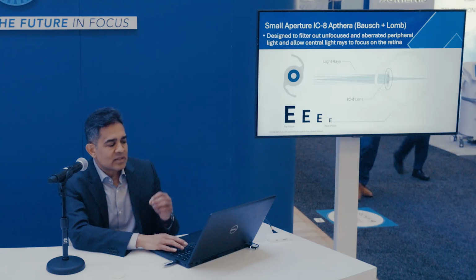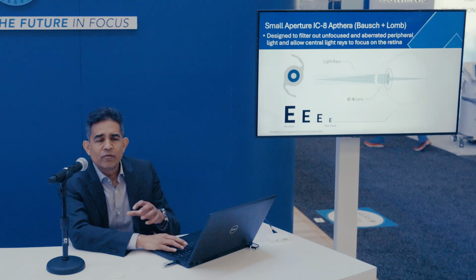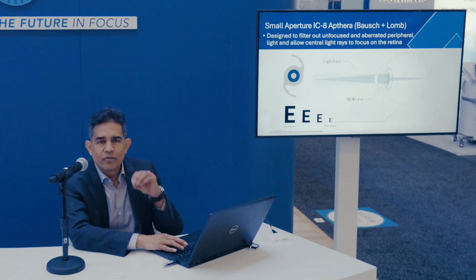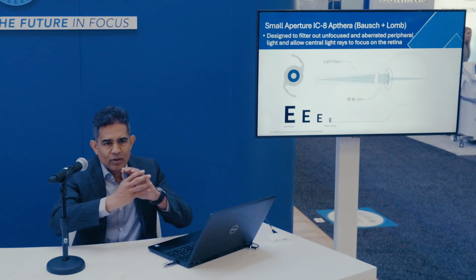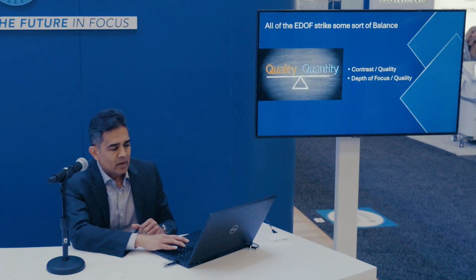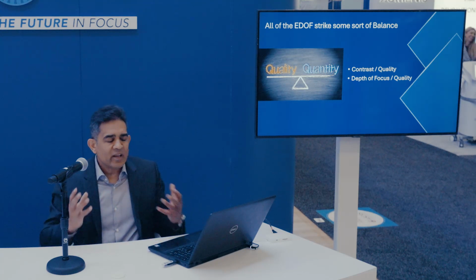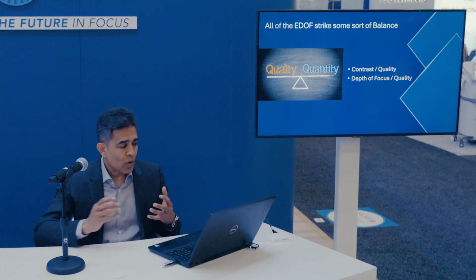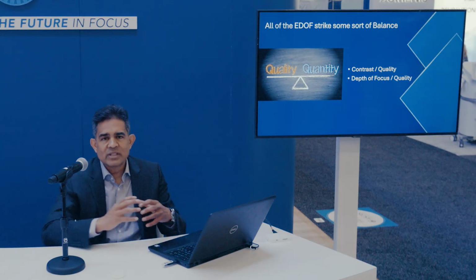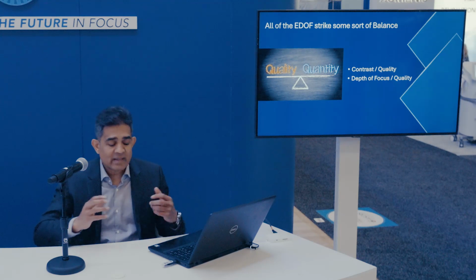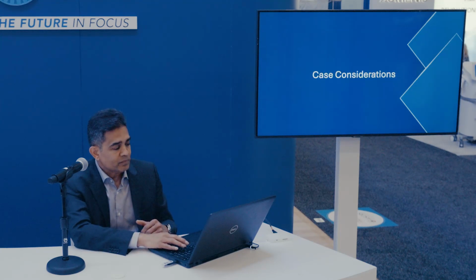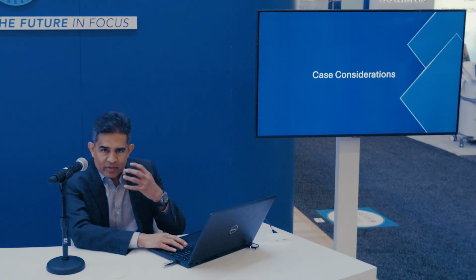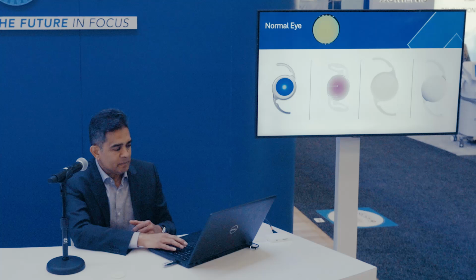Basically what we're doing is it's designed to filter out the unfocused and aberrated peripheral light rays and allow central light rays to focus onto the retina, thereby increasing the overall depth of field. So basically what all EDOF lenses attempt to do is a balancing act between quality versus quantity. We want to try to increase the depth of focus, but at the same time maintain the overall quality of vision. So let's go over a few cases just to see if we can make this a little bit more clear.